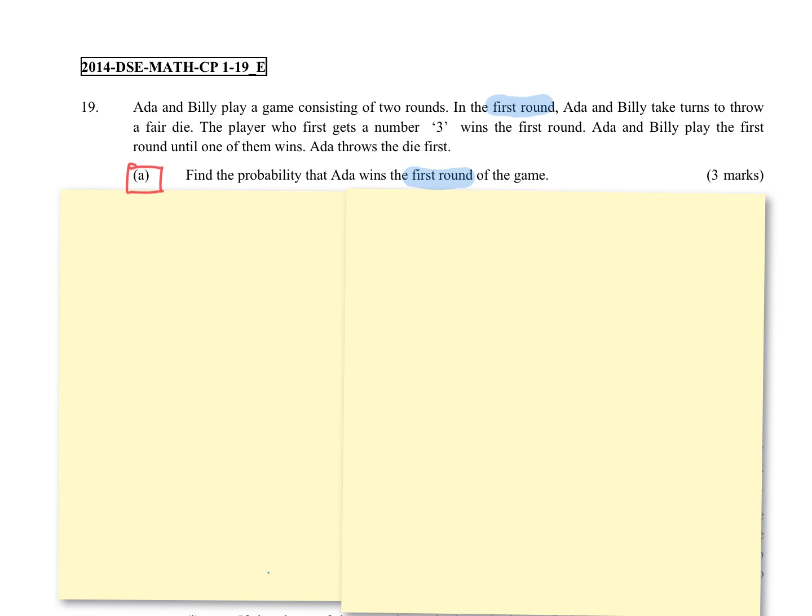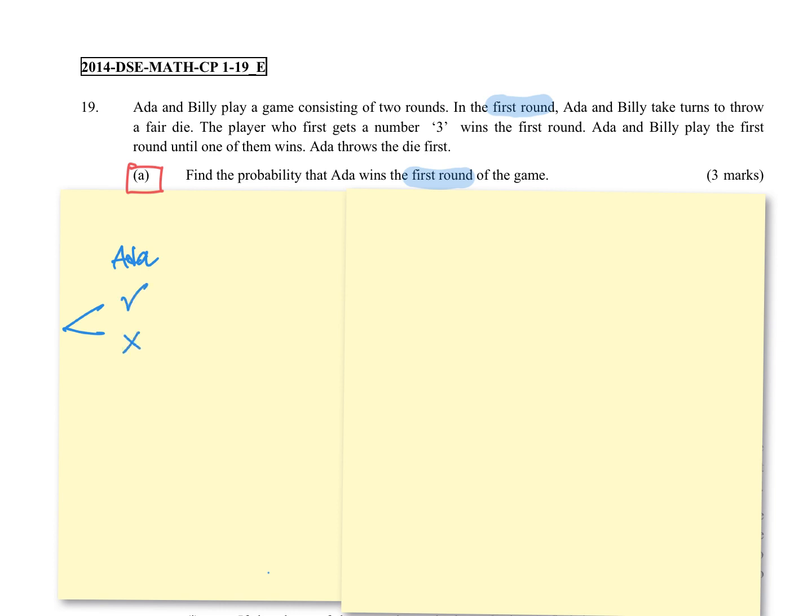Ada and BD take turns to throw a fair die. The player who throws a 3 first wins the first round. And Ada and BD play the first round until one of them wins. Ada throws the die first. Okay, so that's why the first throw is Ada's. So either a 3 or not 3.